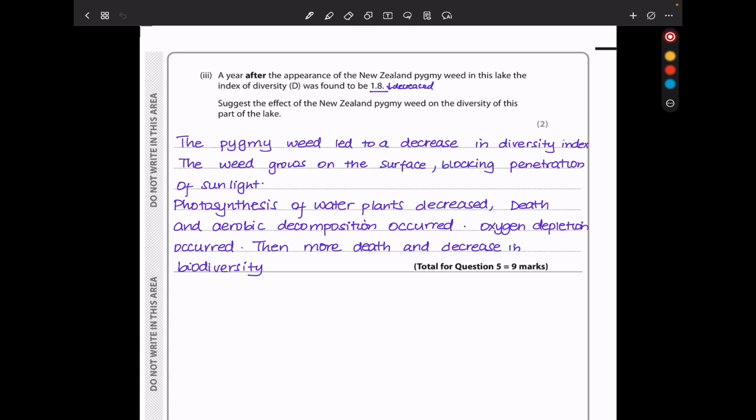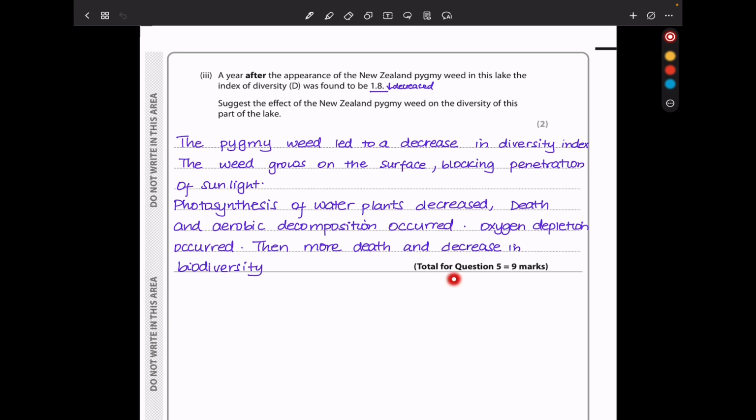So I said, the pygmy-weeds led to a decrease in diversity index. In my opinion, the weed grows on the surface, blocking the penetration of sunlight. So the water plants are not going to photosynthesize properly. And also there is going to be death and decomposition. So this decomposition could be aerobic, using up the oxygen. So more organisms are going to lack oxygen in the water since there is no photosynthesis occurring to replace that oxygen. So they will die and more decomposition will occur. And this is going to lead to a decrease in biodiversity or a decrease in the diversity index.